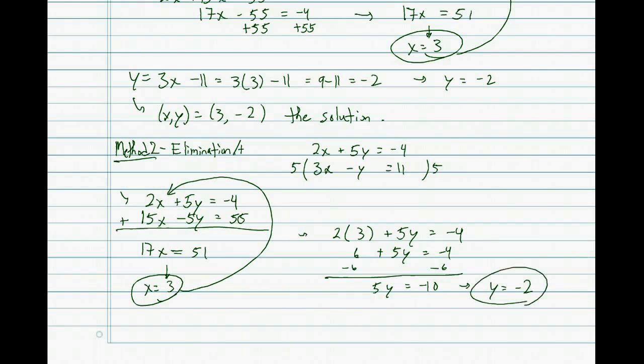All right, so our ordered pair, x and y, is 3, negative 2, excuse me, is the solution of our system. And we get the same answer using elimination or substitution. So pick your favorite method, stick with that.